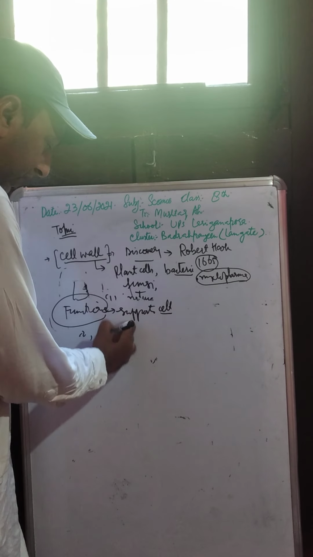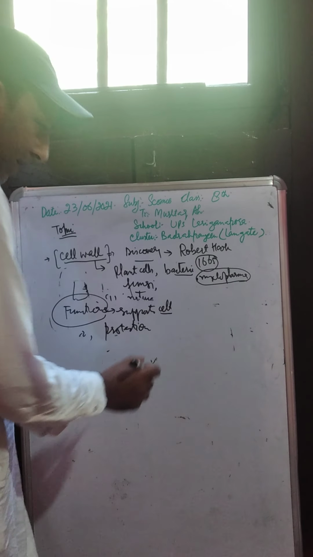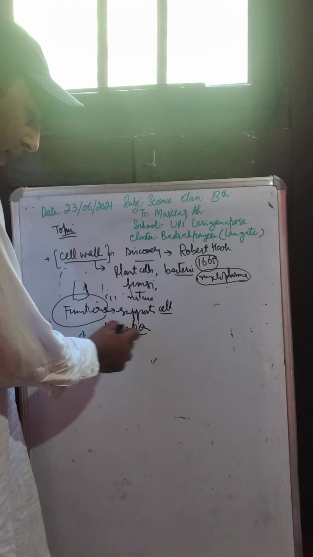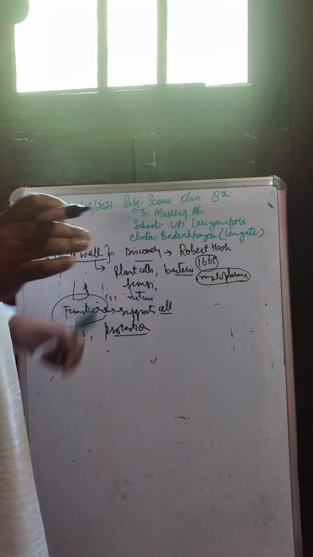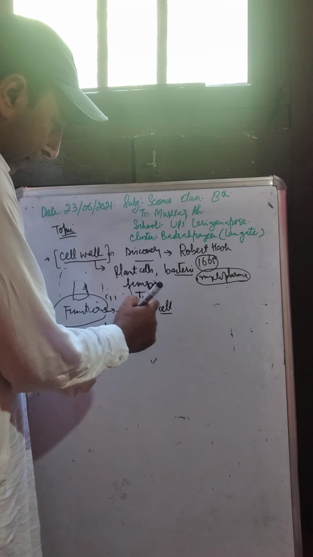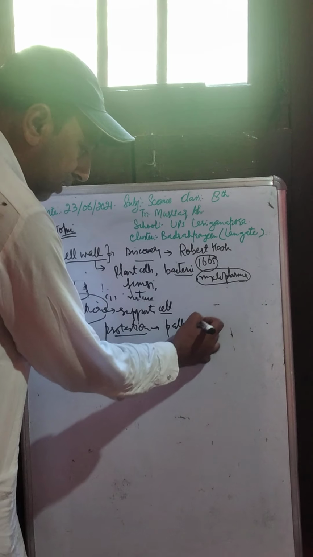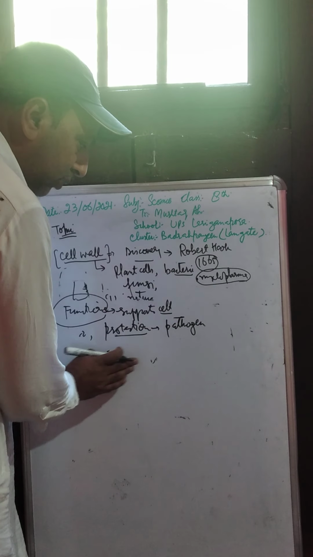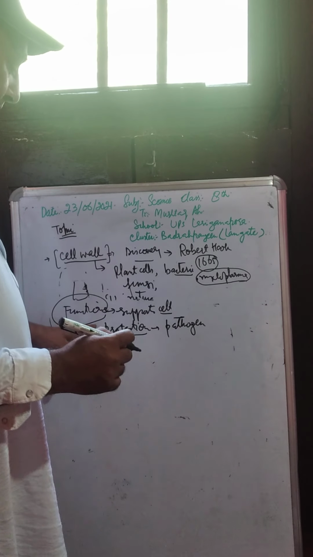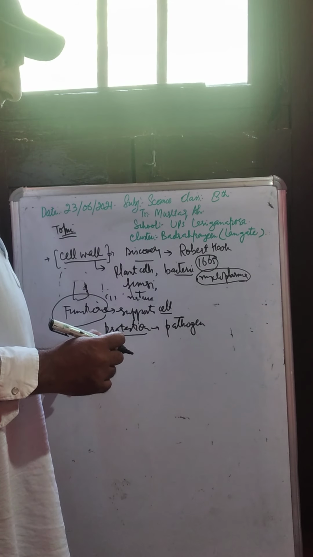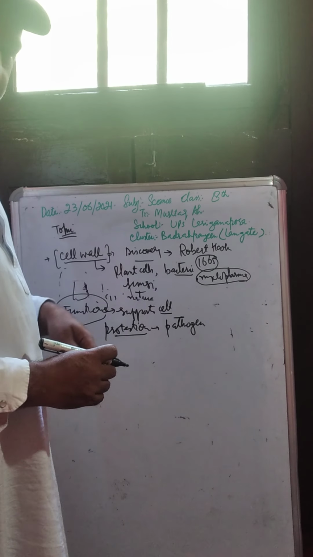Number two, protection. It provides protection to the cell. It protects the cell from pathogens. Germs and viruses that cause harm cannot go inside through the cell wall and cannot reach the cell membrane. So we can say the cell wall protects the cell from pathogens, from bacteria, from viruses, right?